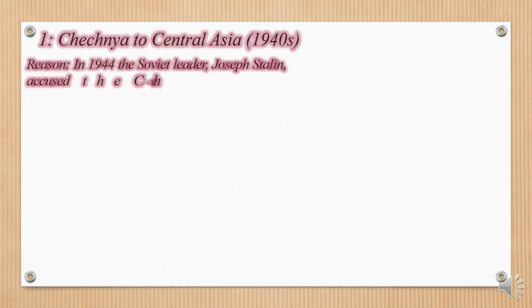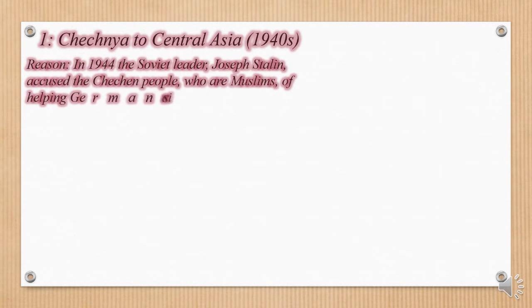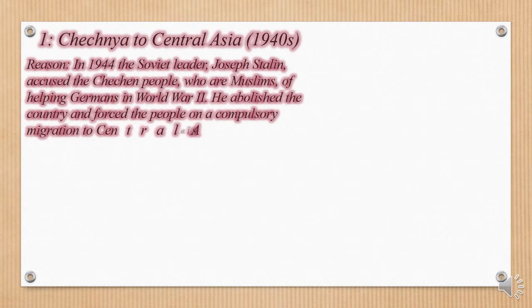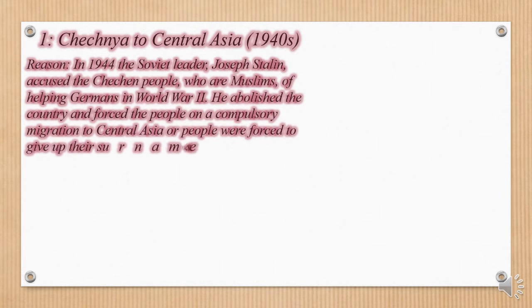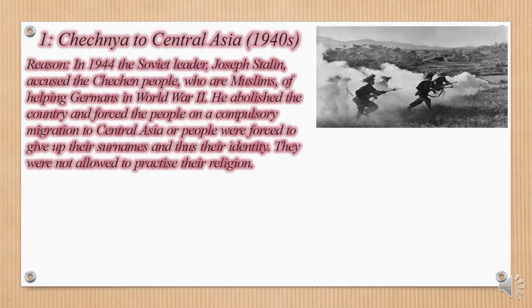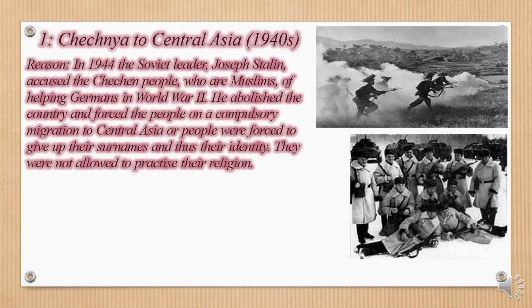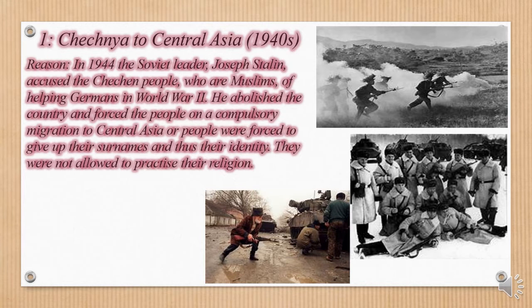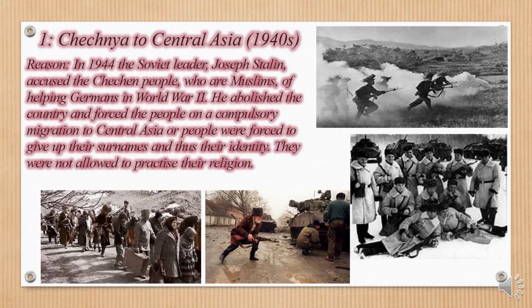In 1944, the Soviet leader Joseph Stalin accused the Chechen people, who are Muslims, of helping Germans in World War II. He abolished the country and forced the people on a compulsory migration to Central Asia. People were forced to give up their surname and thus their identity. They were not allowed to practice their religion.